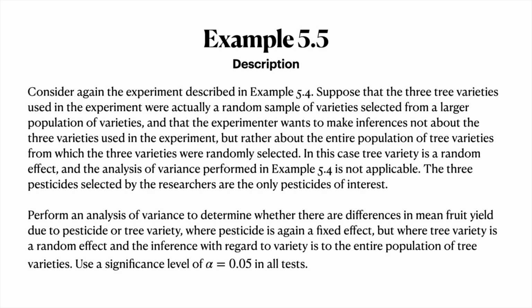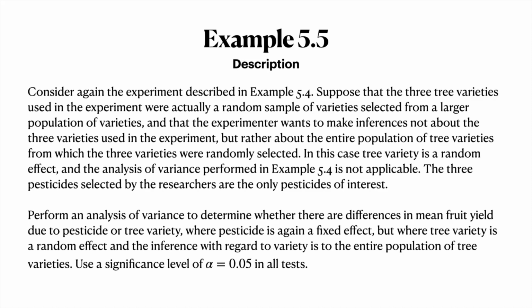Suppose that the three tree varieties used in the experiment were actually a random sample of varieties selected from a larger population of varieties, and that the experimenter wants to make inferences not about the three varieties used in the experiment, but rather about the entire population of tree varieties from which the three varieties were randomly selected. In this case, tree variety is a random effect, and the analysis of variance performed in example 5.4 is not applicable. The three pesticides selected by the researchers are the only pesticides of interest.